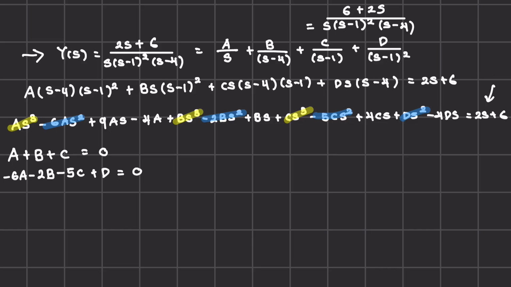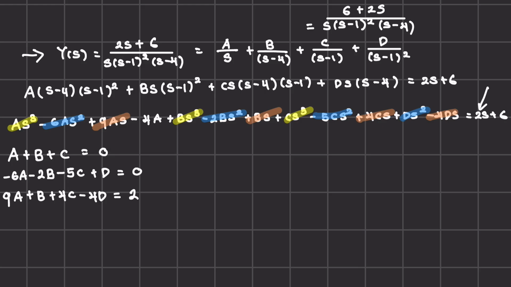Now, let's group all of our terms that have s to the power of 1. Doing so, we have 9As plus Bs plus 4Cs minus 4Ds. So 9A plus B plus 4C minus 4D, and everything here is equal to the coefficient of s to the power of 1, which is 2 in this case.